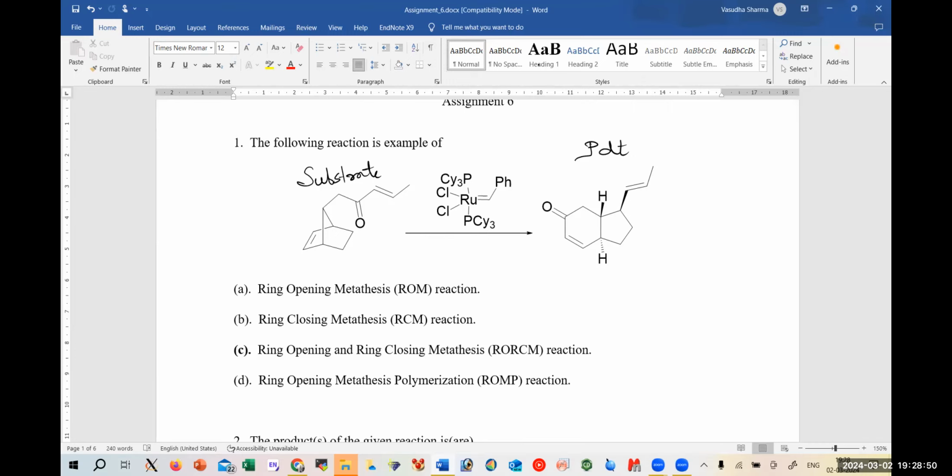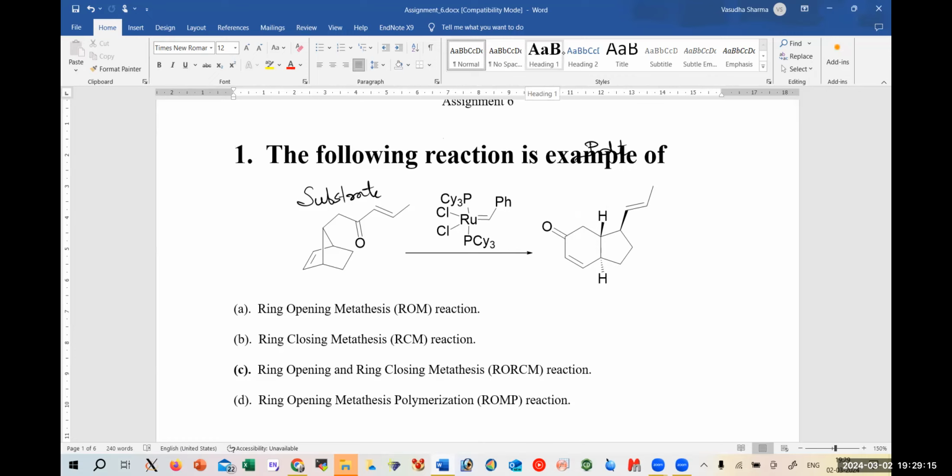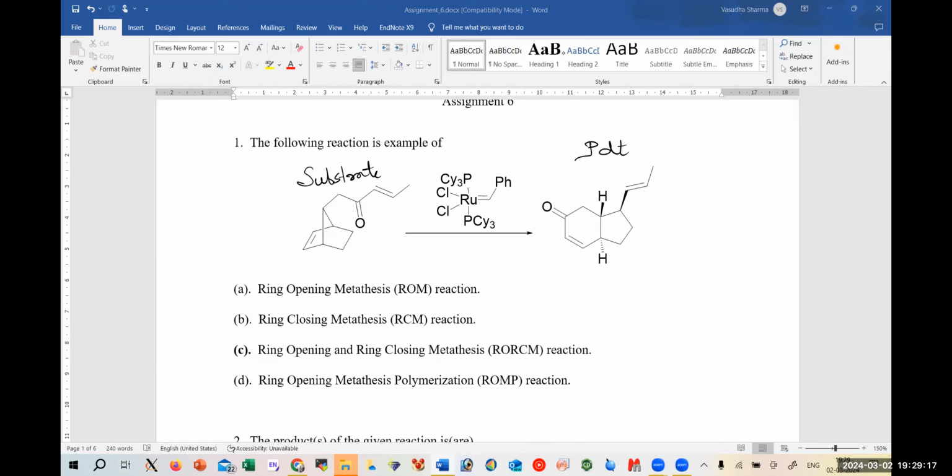Is it ring opening metathesis? Is it ring closing metathesis? Is it ring opening, ring closing, or is it ring opening metathesis polymerization? We know that this 7-membered ring has been opened to form the 6-membered ring. For sure, it's a ring opening, but there has also been some ring closing. That's why we could see that a 5-membered ring is here, and so answer C is correct because we just have seen this example.